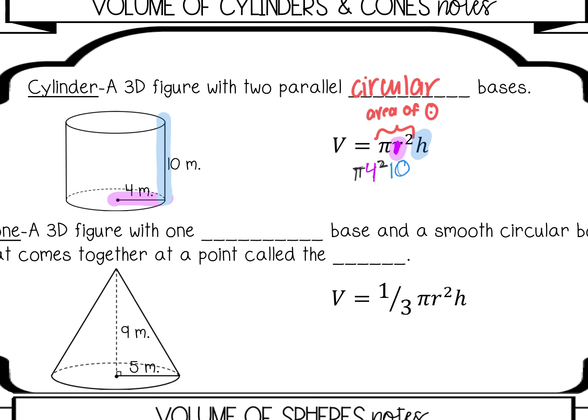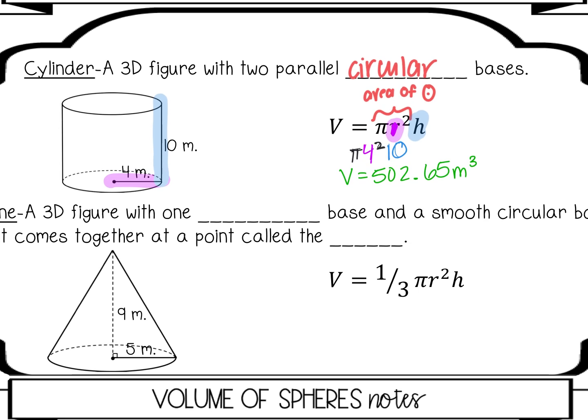All right, plug it into your calculator. Pi times 4 squared times 10. If you plugged it in correctly, your volume is going to equal 502.65 meters cubed. All right, same thing between my prisms and my pyramids. Looking at this cone, same formula. I'm just dividing it by 3.